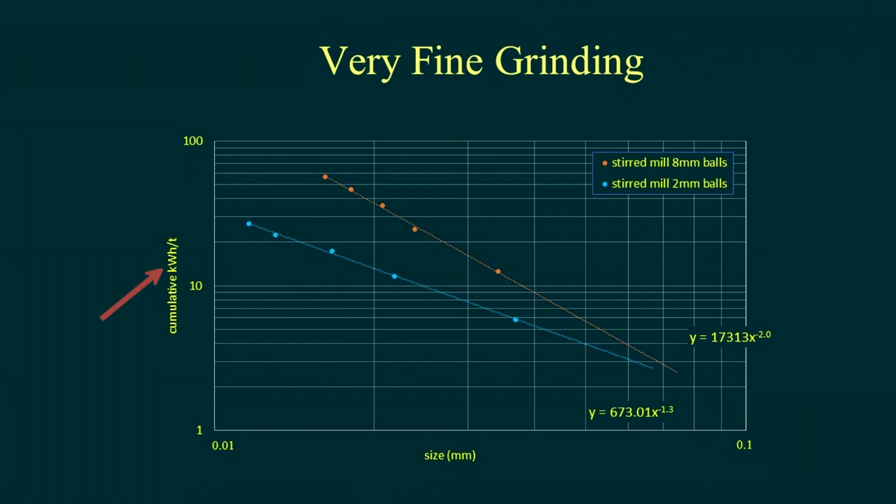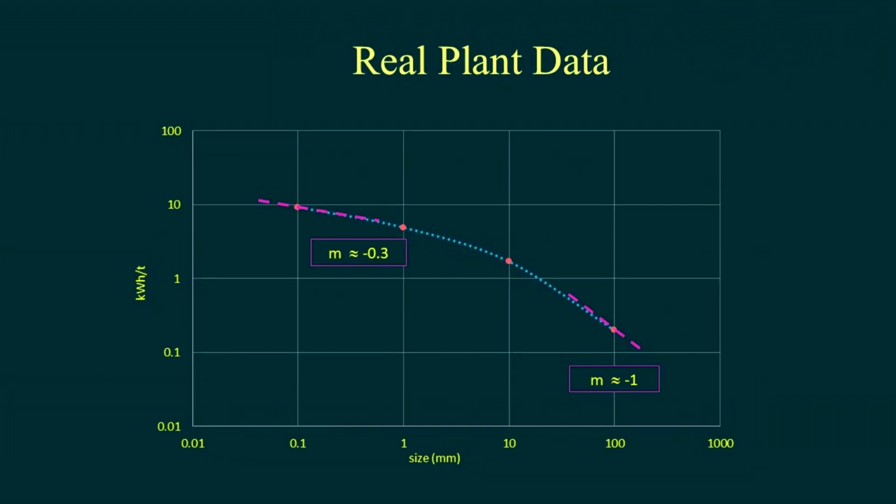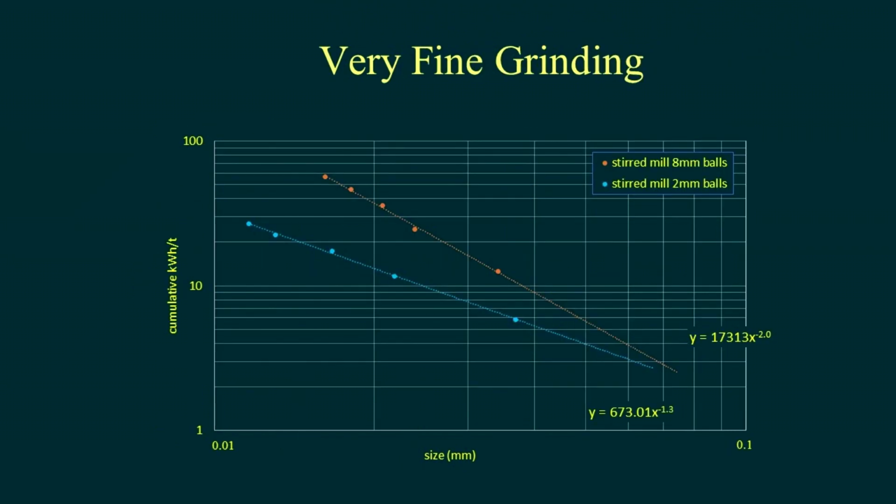And the gradient of that line is the equivalent to what we're looking at here. I just wanted to see, I wonder what the gradient would be up here. If you look at these two equations that were fitted to that data, the gradient is that exponent, minus 2 for that one and minus 1.3 for that one. So there's obviously a great difference between different conditions.